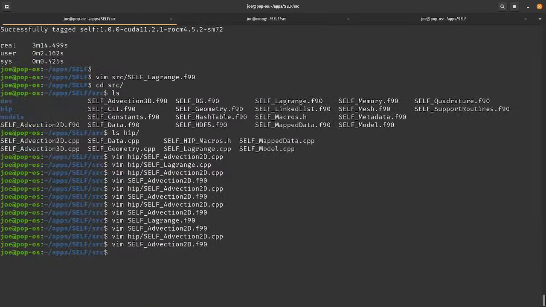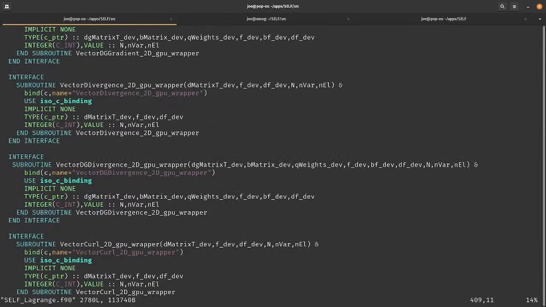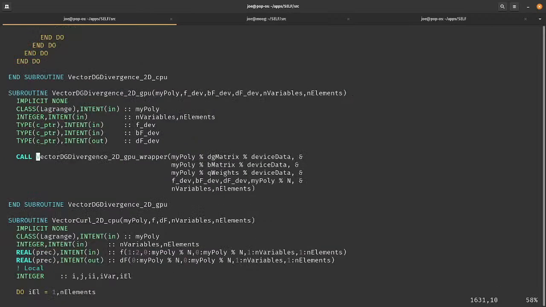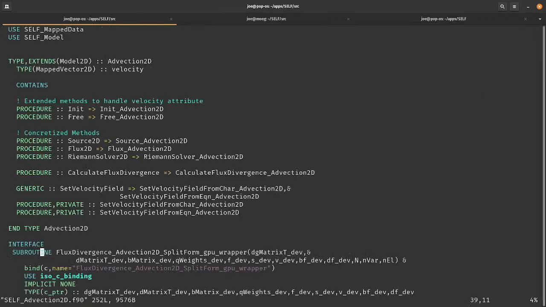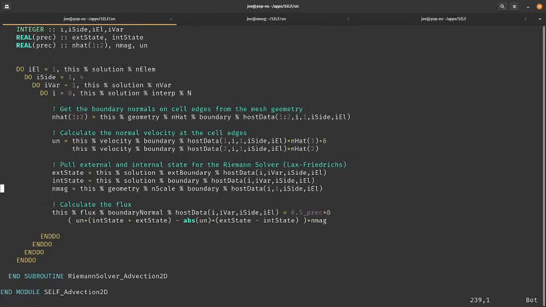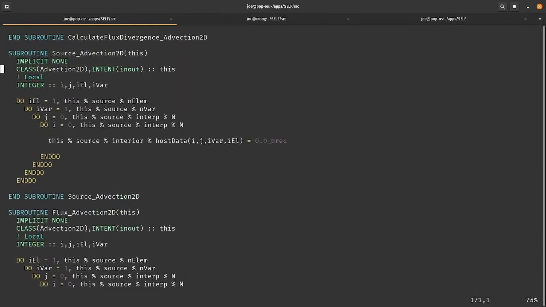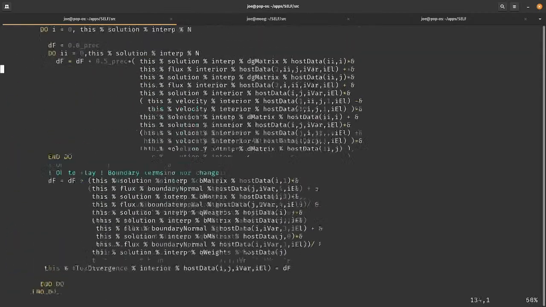So again, let's go back into that Lagrange class because we're borrowing so much from there. What I want to look for is vector DG divergence 2D GPU wrapper, because essentially we're going to steal the call syntax from there, so we can just use that in our higher level routine. So we got this guy. We're going to dupe that and bring it into here. Let's go down into our Flux Divergence. There we are. We're going to do a couple things.